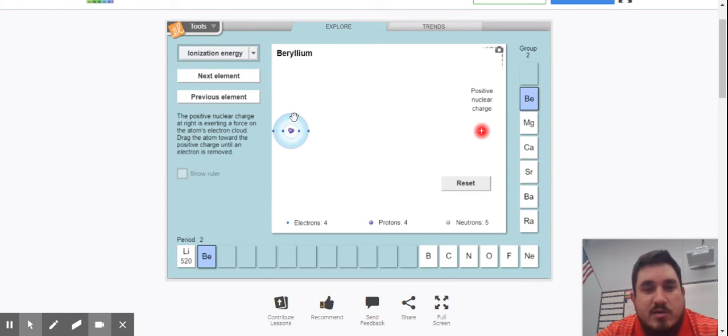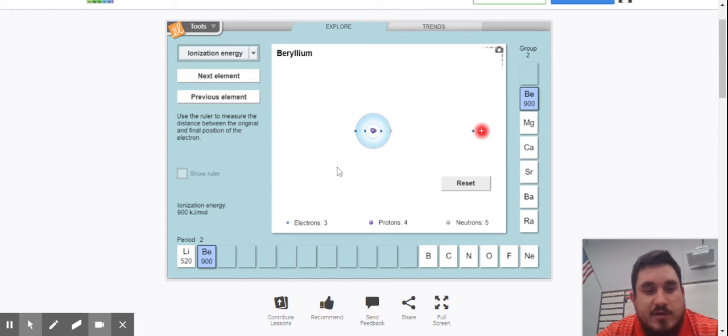And then here is the data for that one. So again, we look at the next element. We can do the same idea. Move it closer. You see it leaving. And then beryllium has a lot more ionization energy. Okay. All right, so ionization energy is the ability to lose the electron.